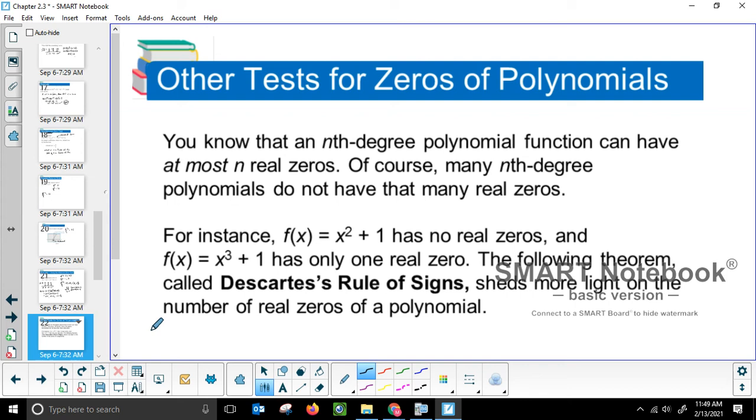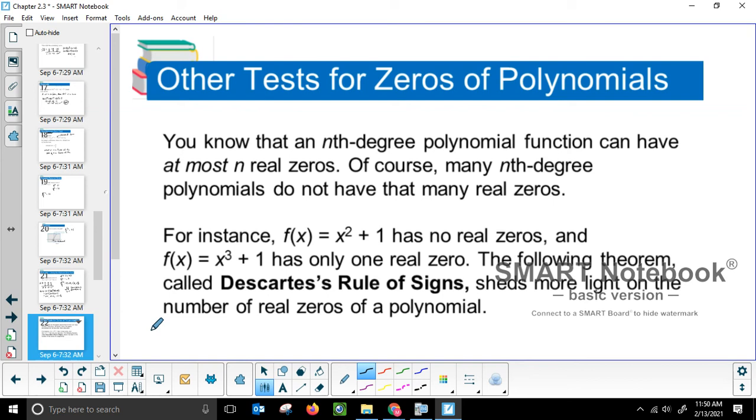All right, so some other tests for zeros of polynomials. We know that an nth degree polynomial function can have at most n real zeros. We talked about that in our last lesson. Of course, many nth degree polynomials do not have that many real zeros, which means they would have some imaginary or complex solutions. For instance, f of x equals x squared plus 1 has no real zeros, and f of x equals x cubed plus 1 has only one real zero.